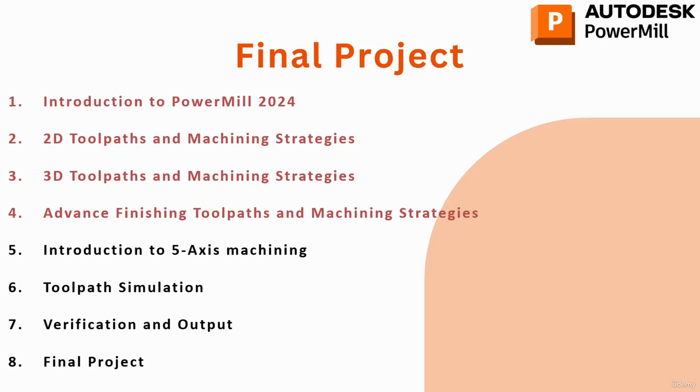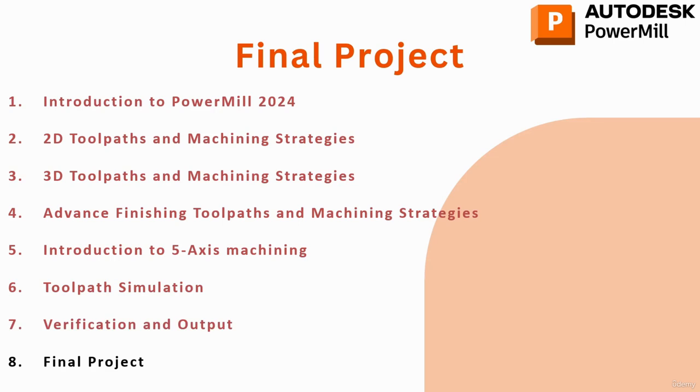All these finishing operations we discussed in the 4th module, and then we moved forward to 5-axis machining, which is one of the advanced machining strategies in PowerMill, including the blade area clearance and some machining area clearance operations. Then we discussed toolpath simulation and advanced simulation, and how to perform the simulation of the toolpath using Autodesk PowerMill.